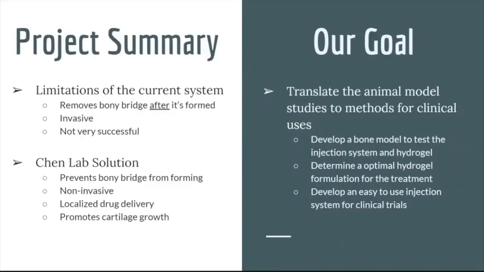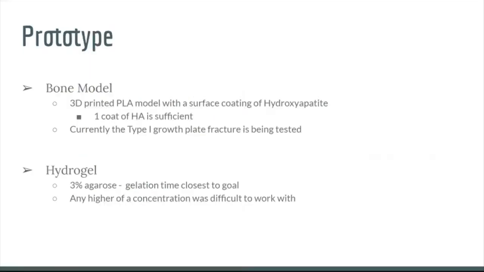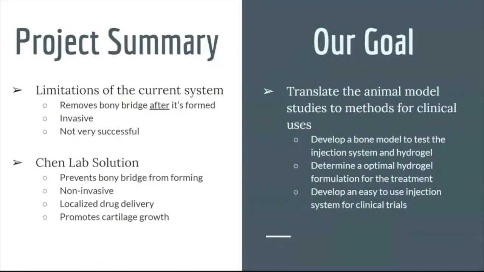In summation, the limitations of the current system are that current practices remove bony bridges after they're formed. It's invasive and not very successful. The Chen Lab solution prevents bony bridge formation, is non-invasive, localizes drug delivery, and promotes cartilage growth. Our project is to translate the animal model studies to methods of clinical use by developing a bone model to test the injection system in hydrogel, along with developing an easy-to-use clinical injection system for clinical trials.